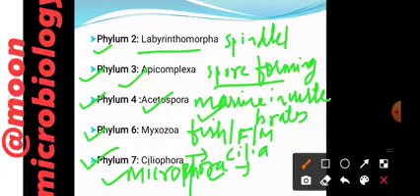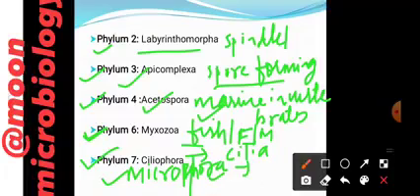Microsporidia are obligate intracellular parasites of invertebrates. Then the sixth phylum is Myxozoa. Myxozoa are found in both fresh water and marine water, and they are parasites of fish and worms. The last one, the seventh, is Ciliophora.